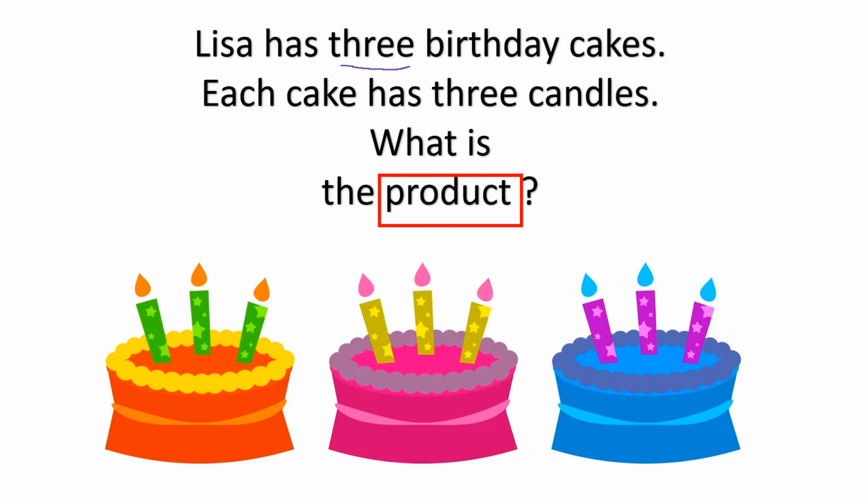Lisa has 3 birthday cakes. Each cake has 3 candles. So our multiplication sentence will be 3 times 3 equals 9. If you look at the picture, we have 3 groups of 3.